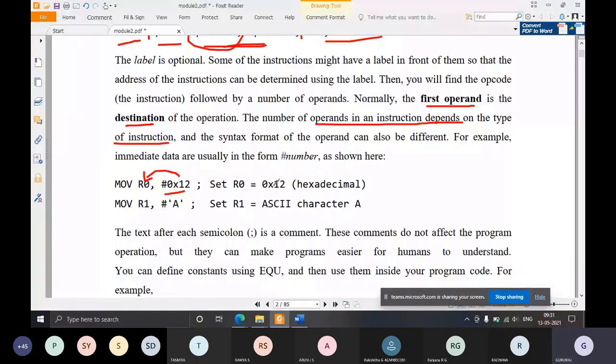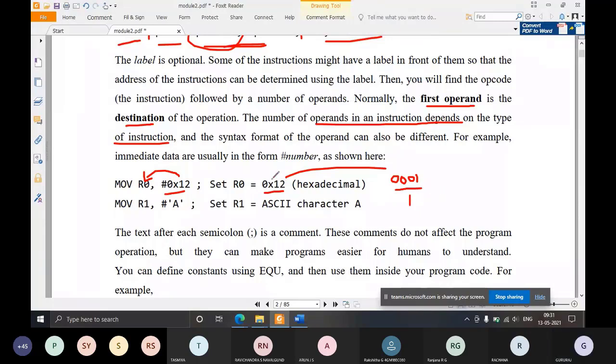32 bits? No, it is not 32 bit. It is 8 bits. See how you represent 0x12. You have to represent 1, so how do you represent 1? You will use 4 bits: 0, 0, 0, 1. So this is 1.